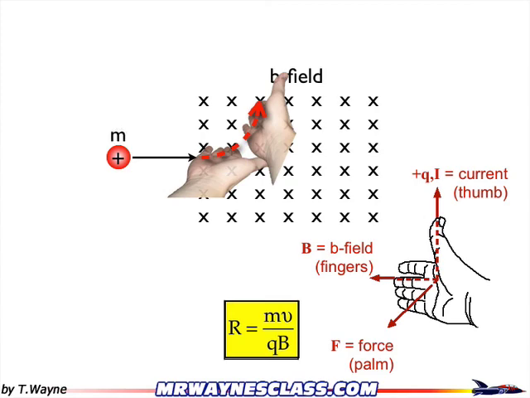So I know I'm going to have a mass for the particle, I'll be given its velocity and the charge of the particle, and I'll know the B field strength. If I know those things, I can figure out the radius of curvature for the circle that it's creating.